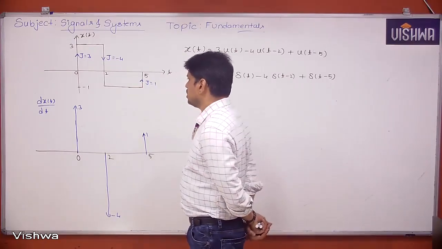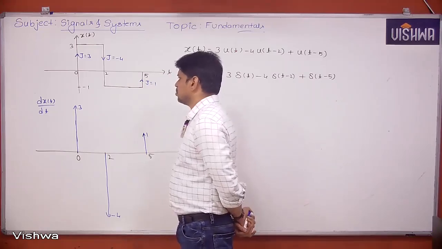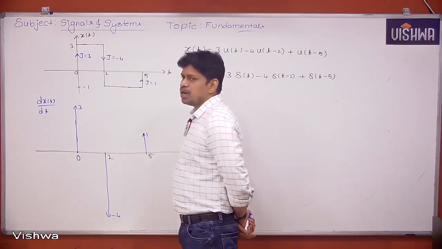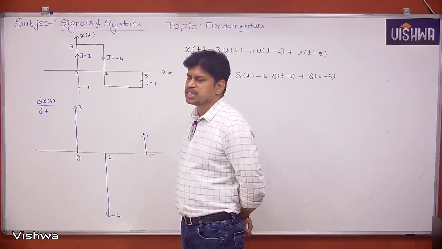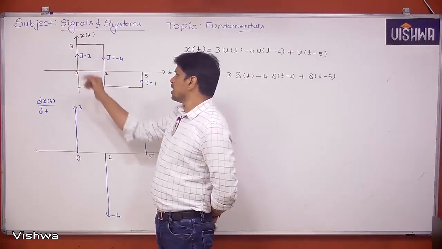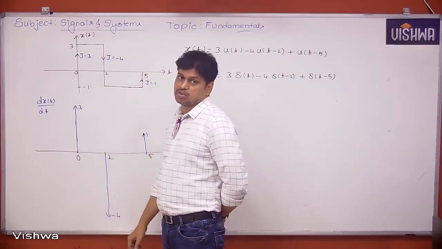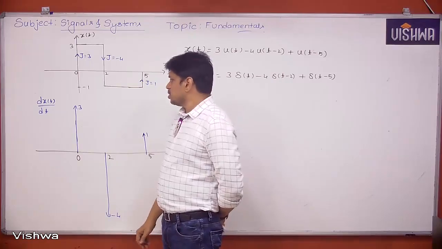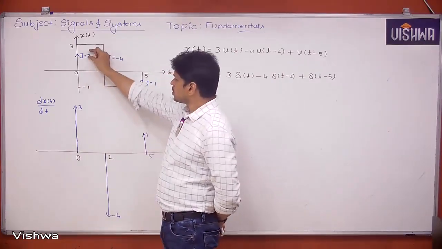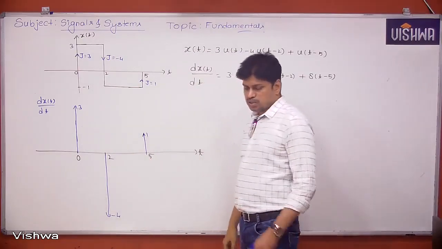Next, sir, we came to know that wherever there is a discontinuity we are going to get an impulse function. Okay, no problem. Is it in the upward direction or in the downward direction? That is given by the jump direction. That means if the jump is in the upward direction, the impulse is upward. If the jump is in the downward direction, the impulse is in the downward direction. Next, the strength is nothing but the amount of jump. That means 3, minus 4, 1, like that. So I am writing those points.